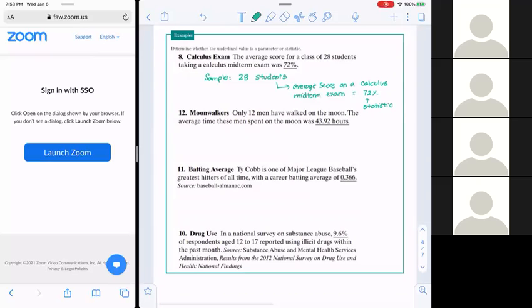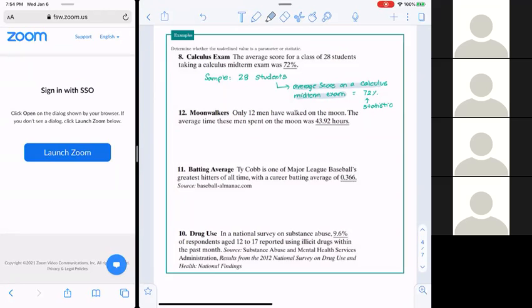So what is the parameter? The parameter is simply the average score on a calculus midterm exam. That is the quantity that we were interested in, and we got an estimate for that particular value, which is the parameter, and that estimated value is 72%. And where did we get that value from? We got it from the sample of 28 students.